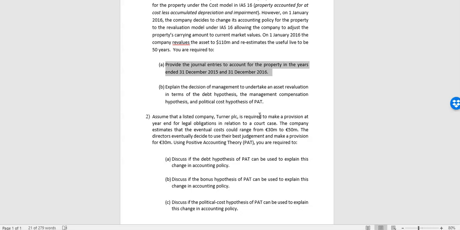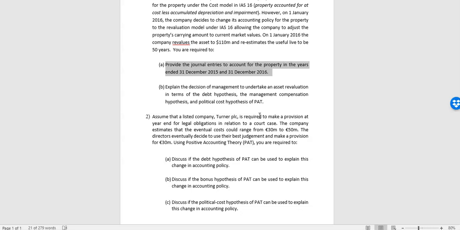And you're told there's an estimate between 30 and 50 million of the eventual costs. And the directors have ultimately decided to take their best judgment and create a provision for 30. They could have created a provision for 50, but they decided, no, let's make a judgment, let's use 30. So remember, by choosing a lower provision, that is giving you higher profits.